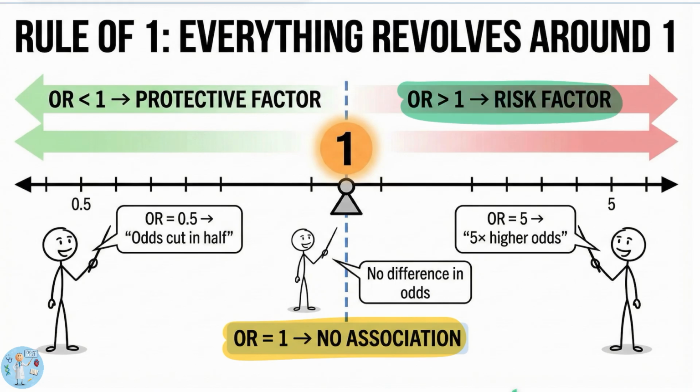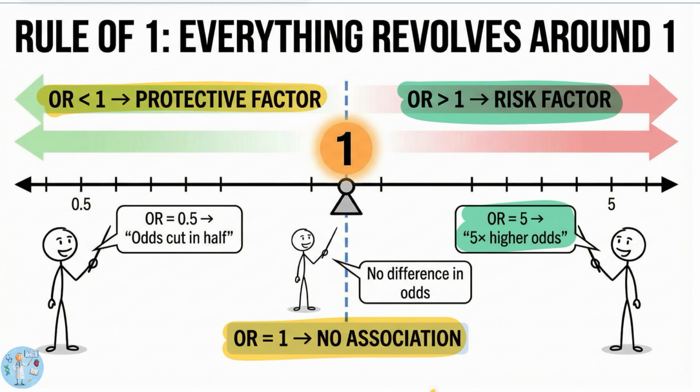Two. OR greater than 1. This is a risk factor. The exposure increases the odds of the disease. So an OR of 5 means the odds of having the disease are 5 times higher in the exposed group. That's a strong association. And then the opposite must be true for less than 1.